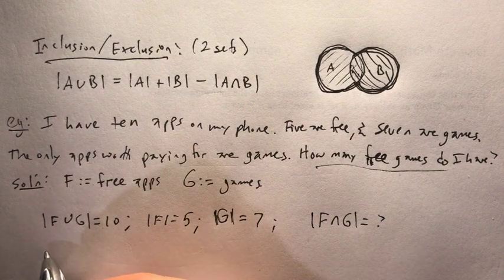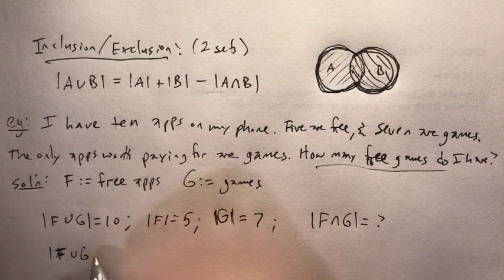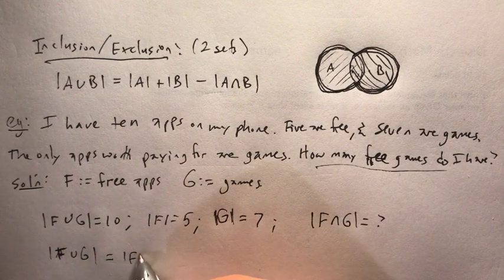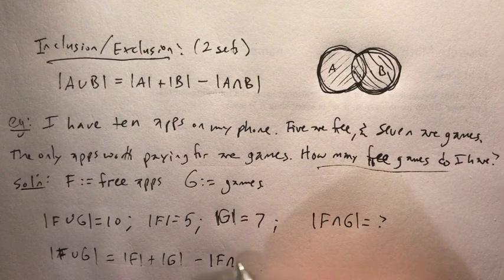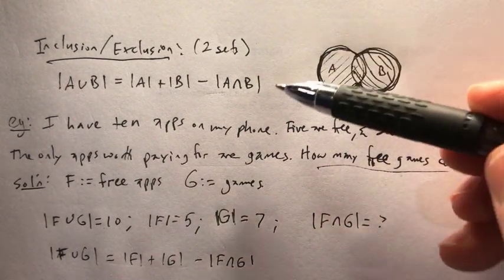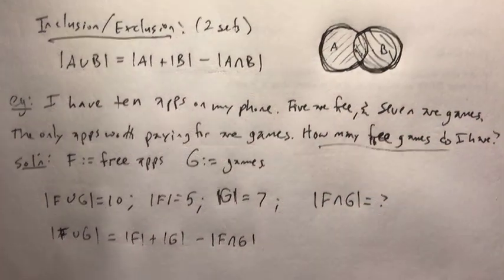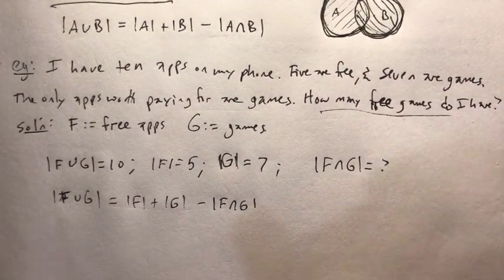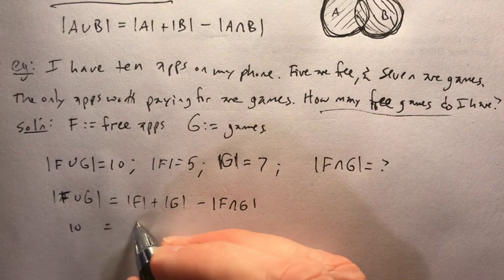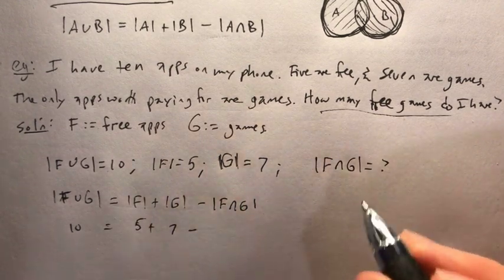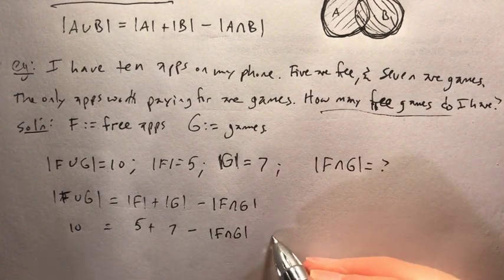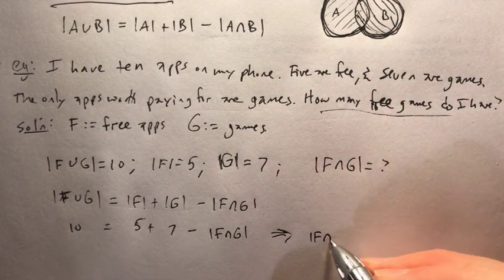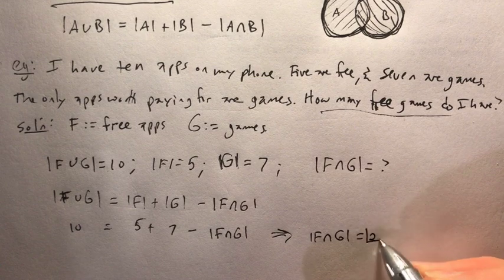Okay, so we just write the size of F union G is equal to the size of F plus the size of G minus the size of F intersect G. And this is just by the inclusion exclusion formula. And I plug everything in, and I've got 10 equals 5 plus 7 minus the quantity I want, F intersect G. And by doing some arithmetic, this gets me that F intersect G is of size 2. And that's my final answer.